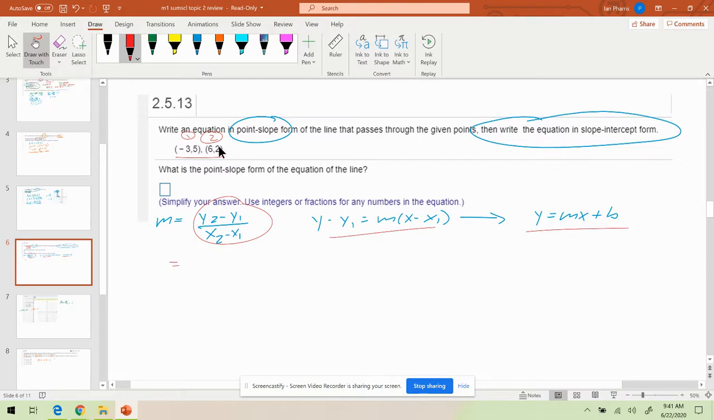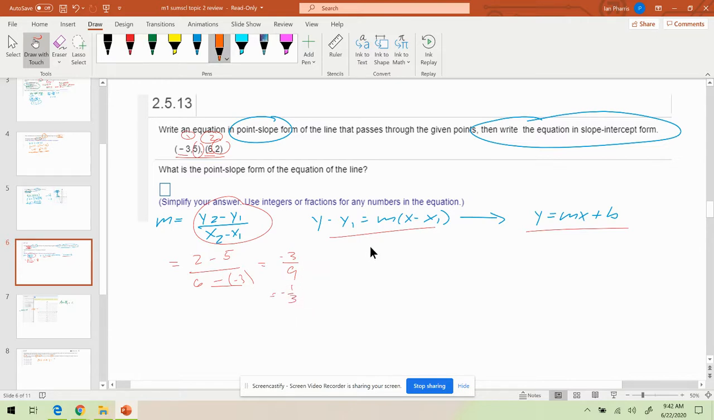So let's see, y2 is right there. So 2 minus y1 is right there, 5. x2 is right there. So that's 6 minus, excuse me, 6 minus a negative 3. Okay, so 2 minus 5 is negative 3. And 6 minus a negative 3 is going to be 9. So negative 3 over 9 is the slope is negative 1/3.